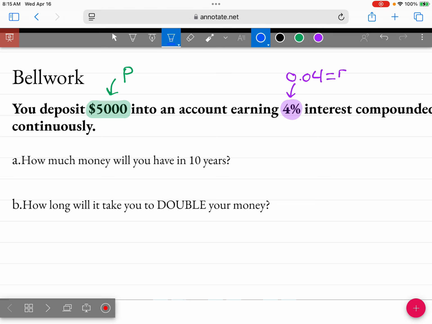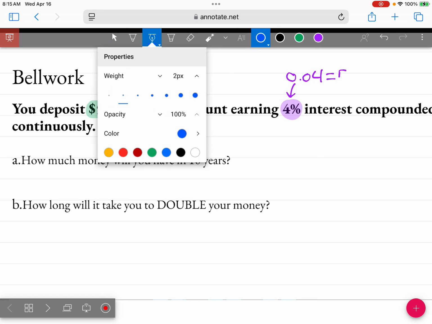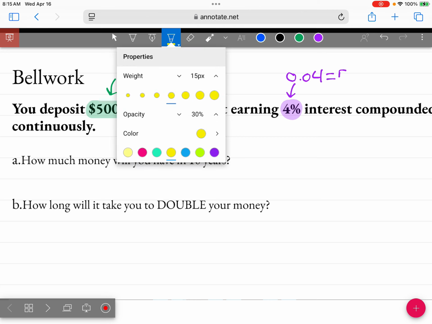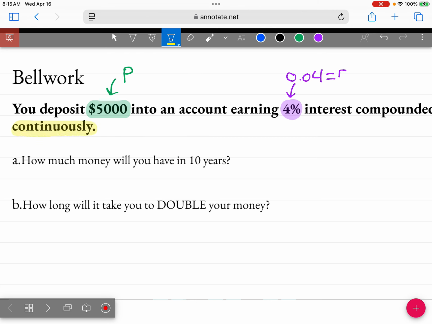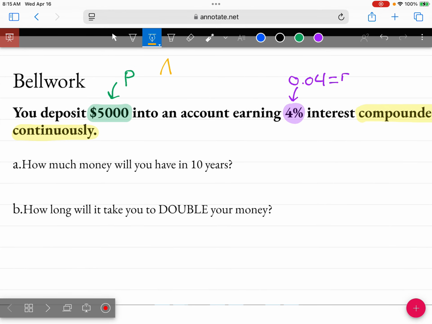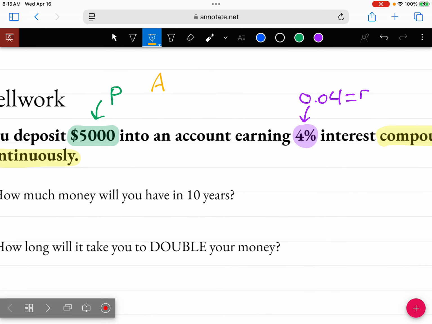What equation are we putting this into? What's it going to look like? 5,000 plus 1 plus 0.04. Super close. Watch out for this guy. Oh. The compounded continually means we're going to use which equation? The PERT. That's going to be P E to the RT. So this guy.